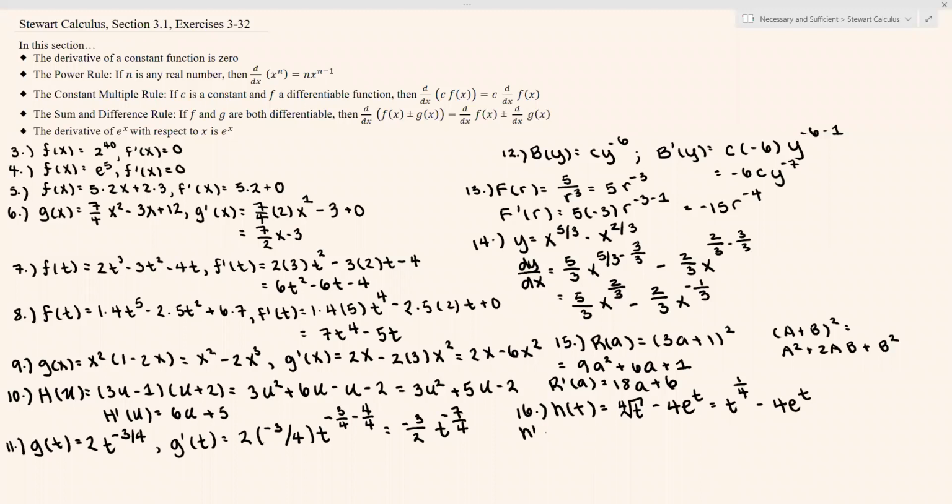Let's take the derivative. So h prime of t is equal to 1/4 t to the power 1 over 4 minus 1, which I'm going to write as 4 over 4, minus 4 stays the same, and the derivative of e to the t is just e to the t, so this stays 4e to the t. And if we want to clean this up a little bit, this becomes 1/4 t to the power minus 3 over 4 minus 4e to the t.